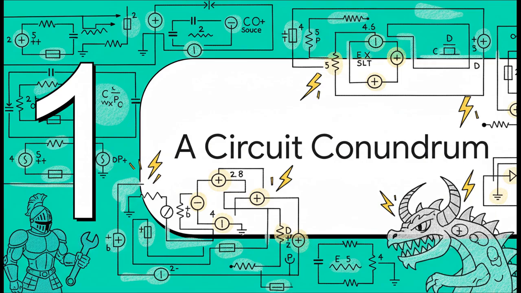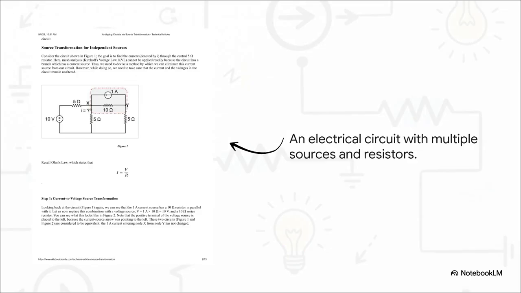So first things first, to really appreciate this technique, we need a worthy challenge, right? We need a real circuit conundrum to solve. And here it is. Our challenge for today. We've got a voltage source over on the left, a current source on the right, and a bunch of resistors scattered all over the place. Our mission is to find the current, that little I that flows right through the middle 5-ohm resistor.